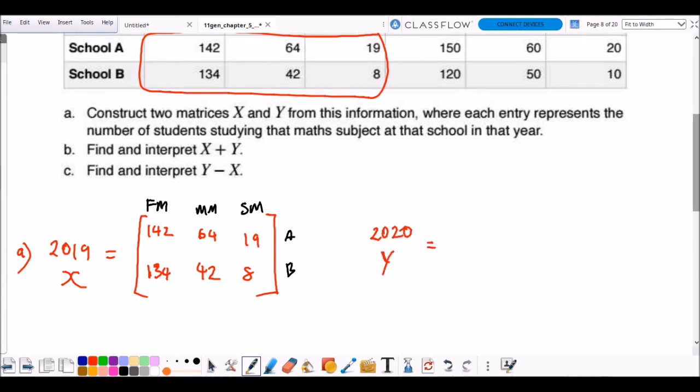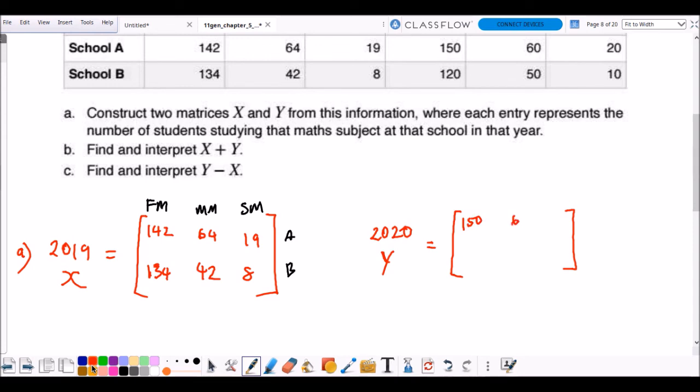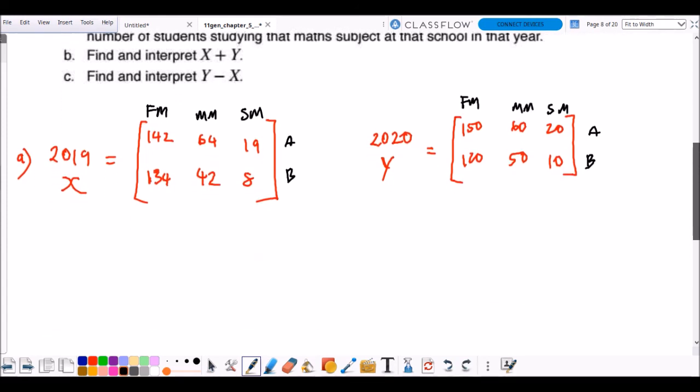Same, similar information used. So for 2020, 2 by 3. You've got 150, 60, and 20. And you've got 120, 50, and then 10. So again, similar information in terms of the row and column. This is school A, school B. Further maths, maths methods, and specialists. Okay, so there's our matrices.